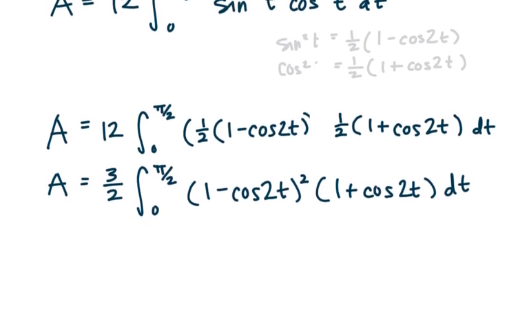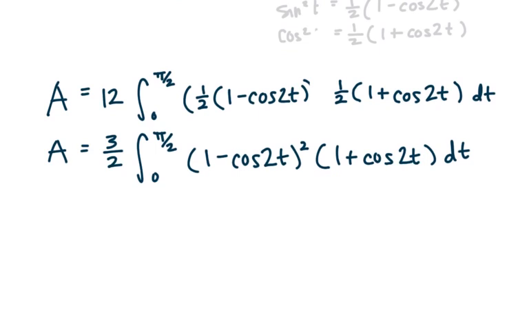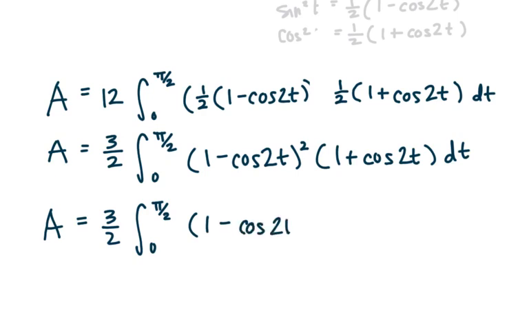So at this point, I'm going to FOIL this out, and I end up with, when I multiply all of what I have in my parentheses over there, 1 minus cosine of 2t times itself, then times 1 plus cosine 2t, I end up with 1 minus cosine of 2t minus cosine squared of 2t plus cosine cubed of 2t. Again, we're still integrating with respect to t.